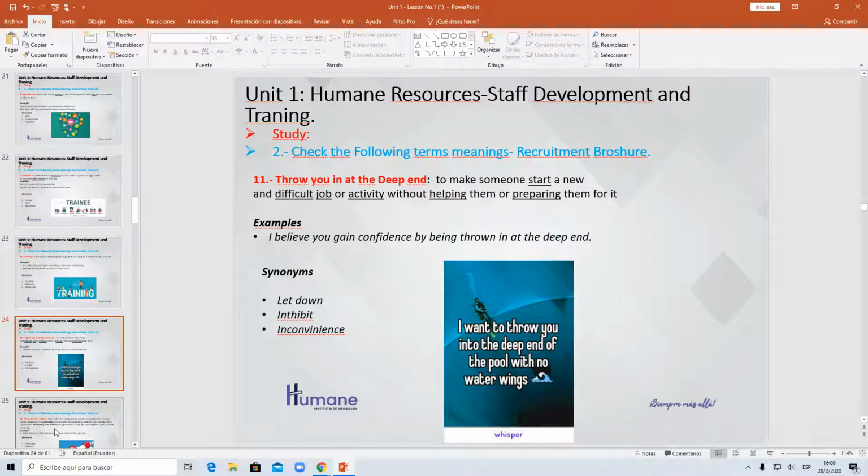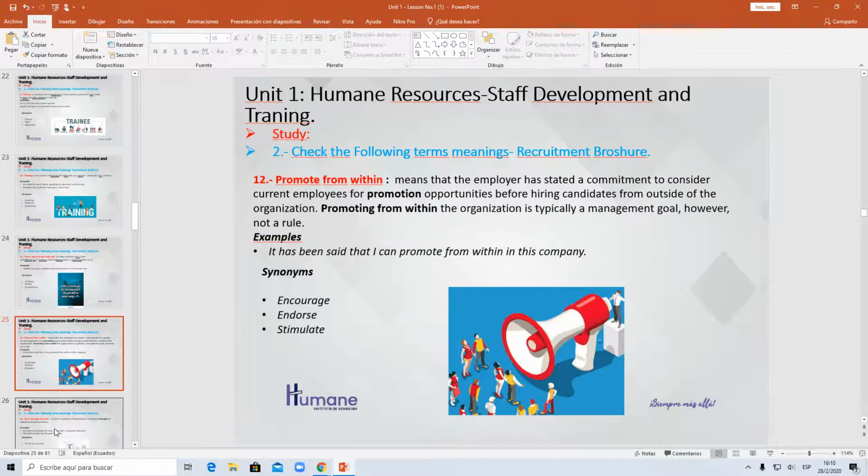More terms related to recruitment are very specific business expressions that will help you boost your speaking while you're expressing your ideas to someone, specifically in the advanced speaking part. Throw you in at the deep end means to make someone start a new and difficult job or activity without helping them or preparing them for it. I believe you gain confidence by being thrown in at the deep end. Okay, synonyms for this are let down, inhibited, or inconvenience.